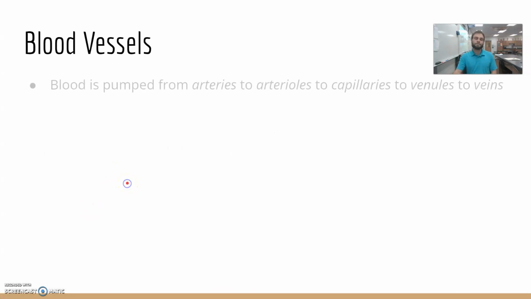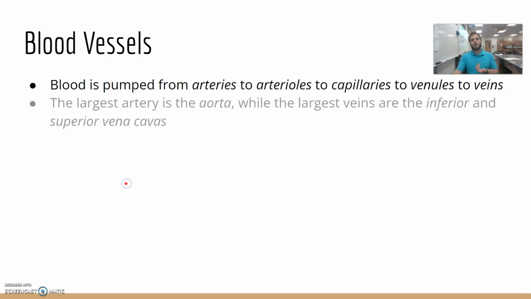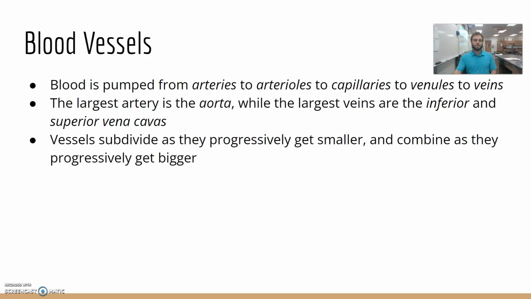So blood goes from arteries to arterioles to capillaries and then to venules and then veins. And so we can think of this as sort of like a highway system of blood being delivered and then returning back to the heart. The largest artery is going to be the aorta, and the largest veins are going to be your inferior and superior vena cava. We've already mentioned those in a previous video.